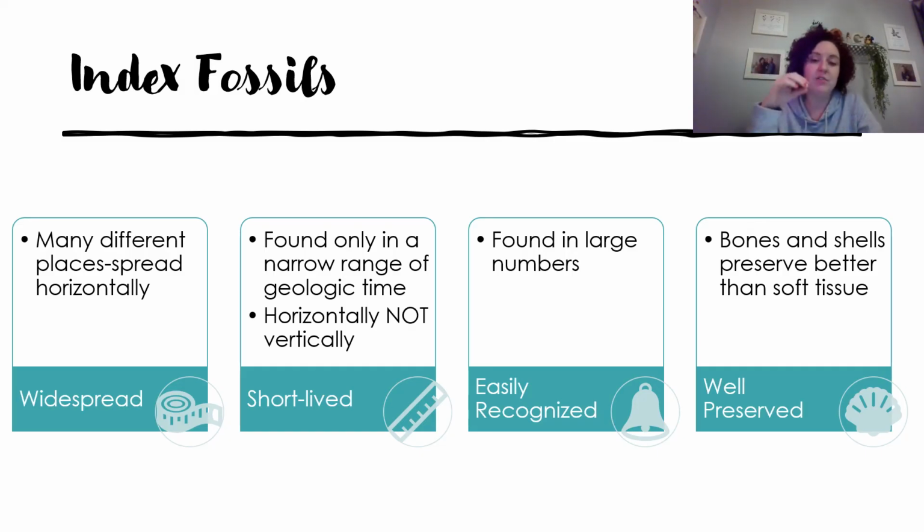So they need to be short-lived, meaning that certain bacteria would not be great, because bacteria were the very first organisms really to get going, and we still have them today. So they're very long-lived. Versus short-lived, we have things like trilobites, ammonites, things like that, that really were only there for a very short period of time on Earth. So again, spread out horizontally, not vertically.